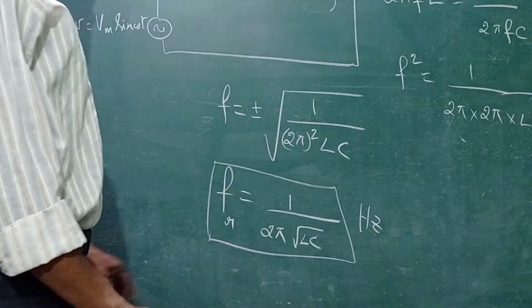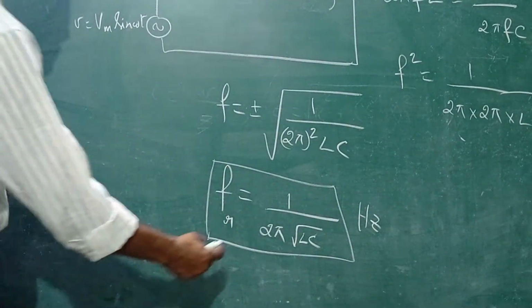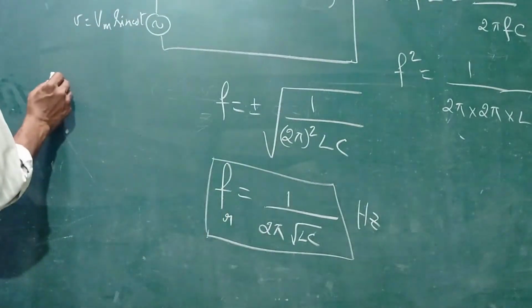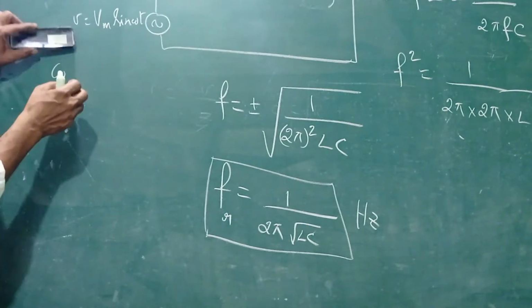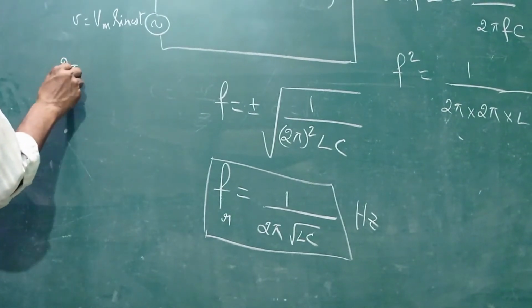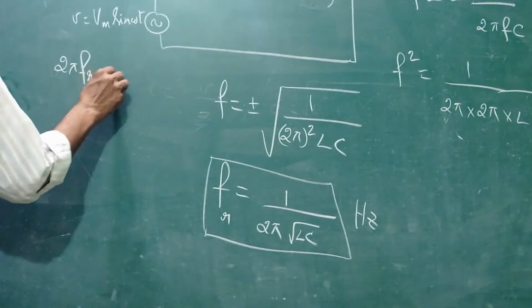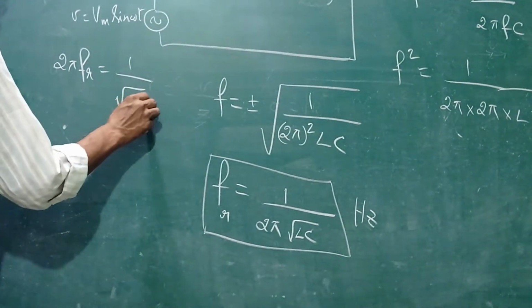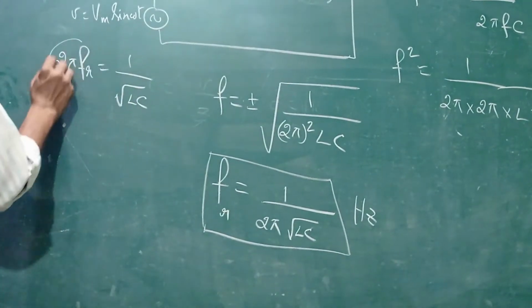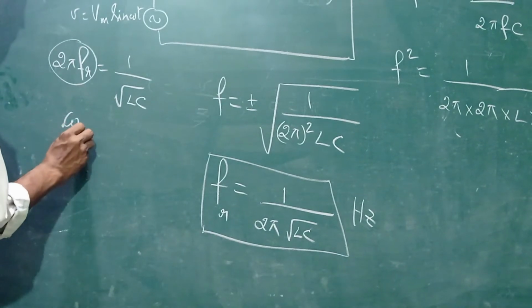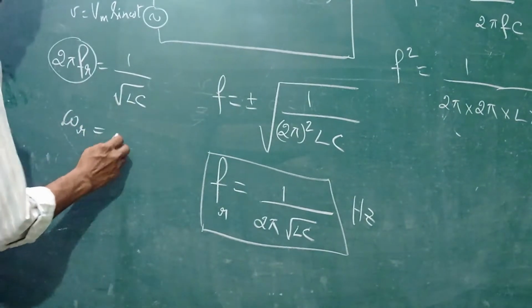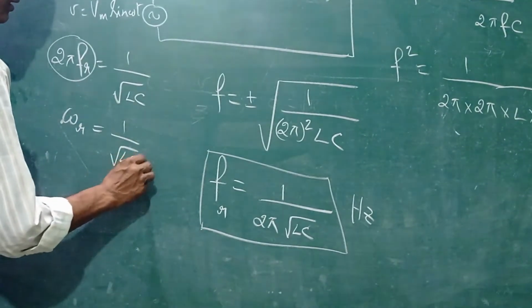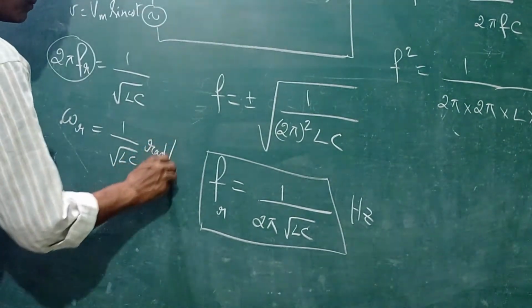So we can write this in terms of omega also. You bring this 2 pi to this side, so you will get 2 pi FR is equal to 1 by root of LC. This is nothing but omega. Omega is equal to 1 by root of LC. This is in radians per second.